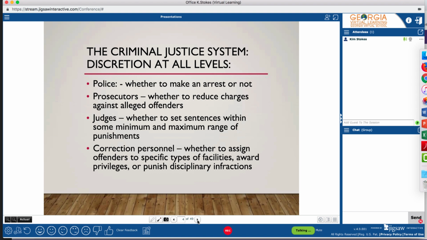The criminal justice system has discretion at all levels. Meaning there are the police, who decide whether or not to make an arrest. The prosecutors decide whether to reduce charges or not bring charges at all against alleged offenders. We have judges who have the discretion to set sentences within some minimum and maximum range of punishments. Correction personnel's discretion is whether to assign offenders to specific types of facilities, award privileges, or punish disciplinary infractions.